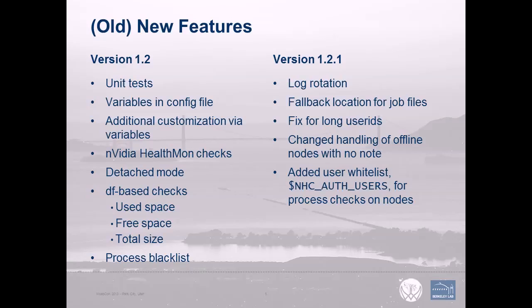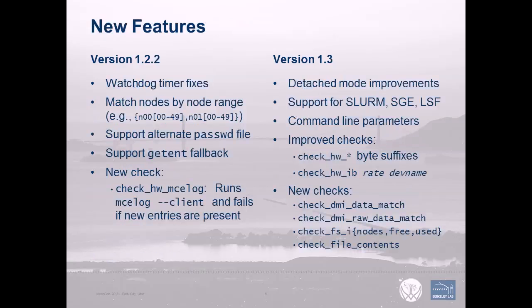Let's see. Then 1.2.1, they were fairly minor changes, which is why it was a .1 release. It's fairly self-explanatory, so I'll just keep going. 1.2.2 and 1.3 are the latest releases. One important new feature that we've added recently is the node range specifier. I'll describe it in a little bit more detail later, but I wanted to point that out.